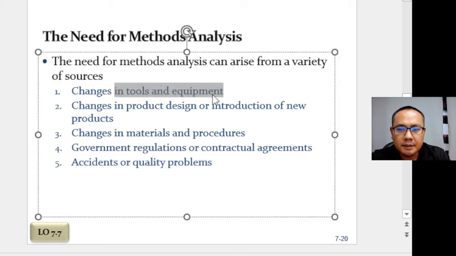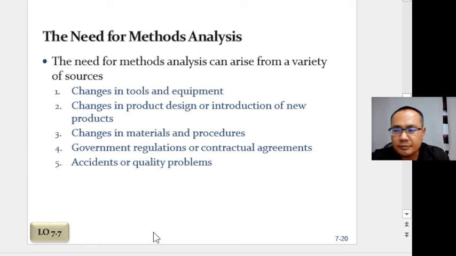For an enforcement body, for example the police or army, they know very well that when they have to change their tools and equipment, they have to send their personnel to retrain, or learn a new technology, how to handle the new tools and equipment. That's very straightforward. Other points: a change in product, a change in material, government regulation, and accidents or quality problems can also create a need for method analysis.